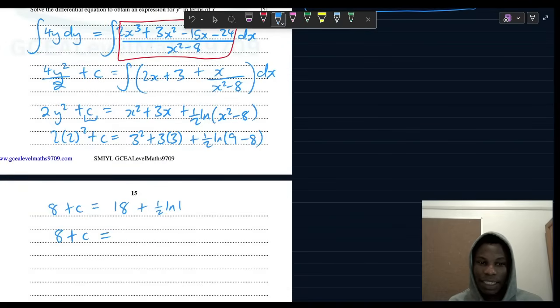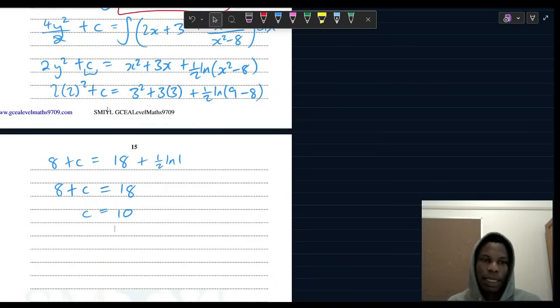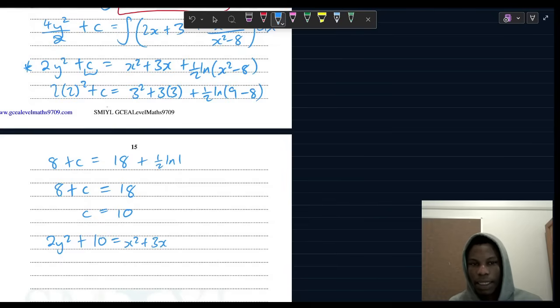8 plus c is equal to 18. c is equal to 18 minus 8. So c has to be 10. And so we have that, coming back to this equation there, 2y squared plus 10 is equal to x squared plus 3x plus a half ln x squared minus 8.